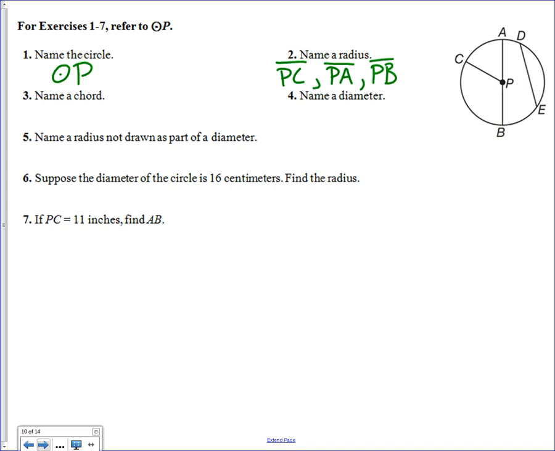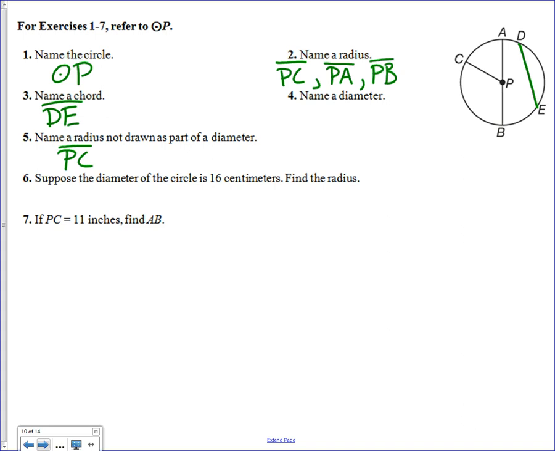Unless it would say something like number 5, name a radius not drawn as part of the diameter. In that case, the only choice that you have would be PC. Sorry to jump around a little bit, but I just want to make that clear on what it asks there. Name a chord. A chord would be segment DE. So showing from the other side, right? This is a segment that has endpoints on the circle.